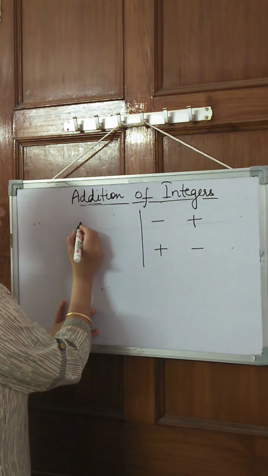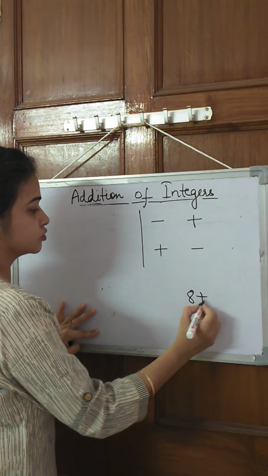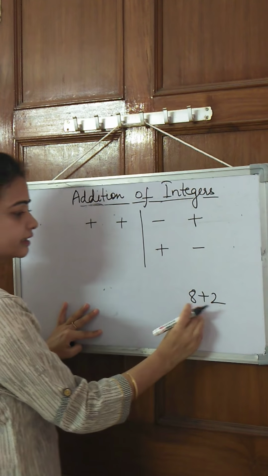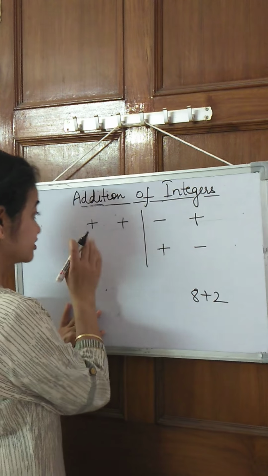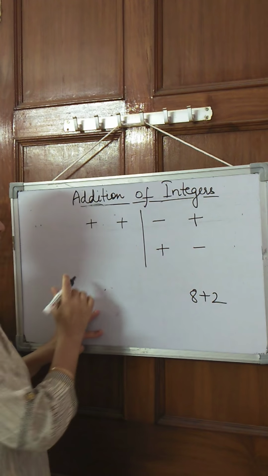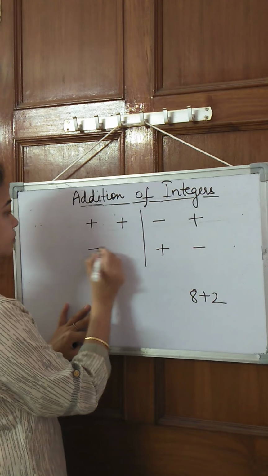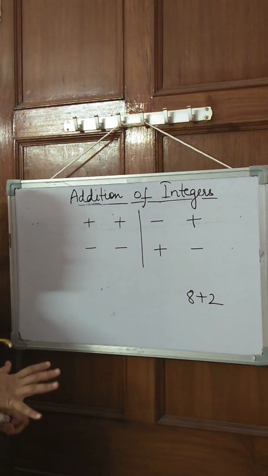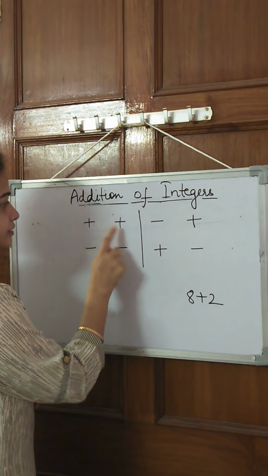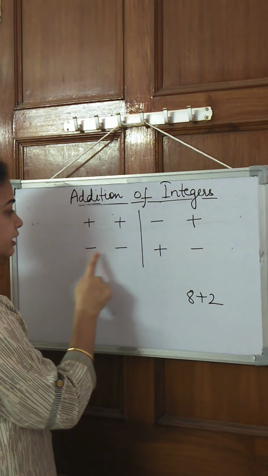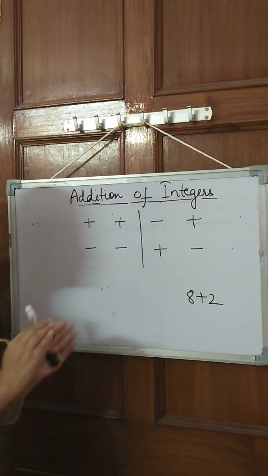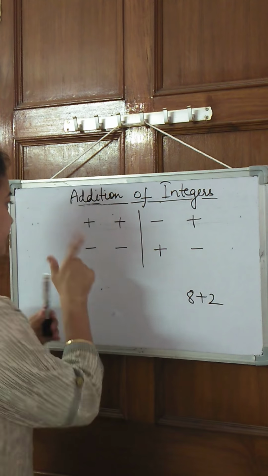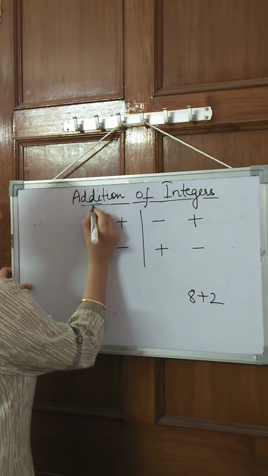Or this can also happen that I took 8 plus 2. Now this says both the integers are positive. I can take them as integers also, whole numbers. So this says both the integers are positive. Or there can be a case where both the integers are negative. So what do we do in this? If both the integers are positive or both are negative, means the two integers have the same sign, then we add them.